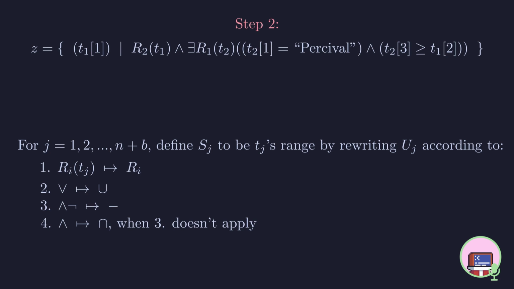In our case, we just have a single range term for each of our tuples. T1's range is R2 and T2's range is R1.